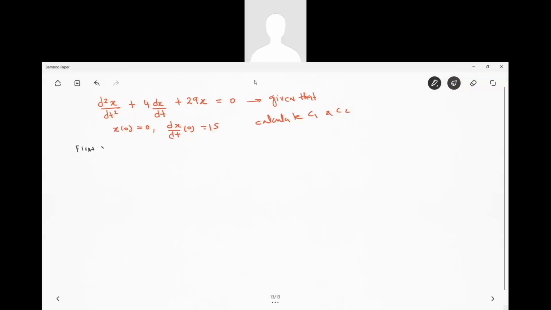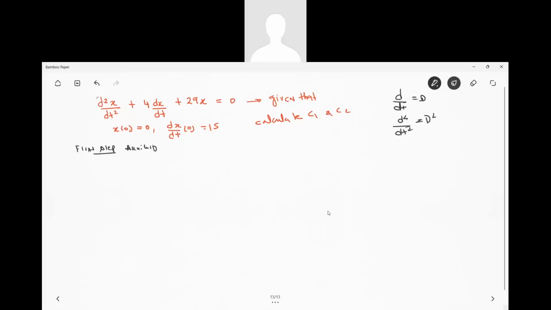First step would be the same. Calculate the auxiliary equation. For the auxiliary equation, you put d by dt as D. So that means d square by dt square would be equal to D square.